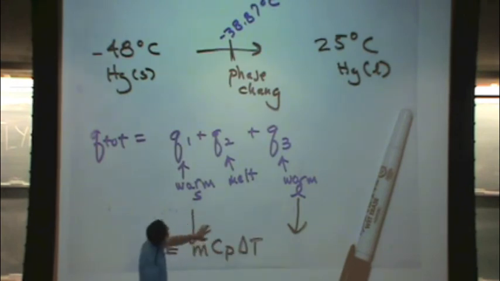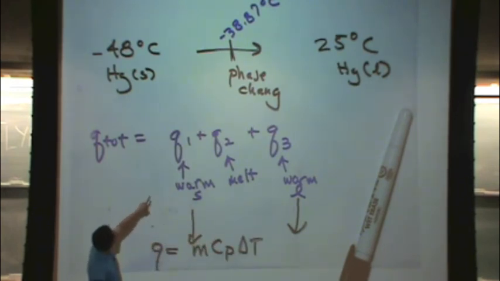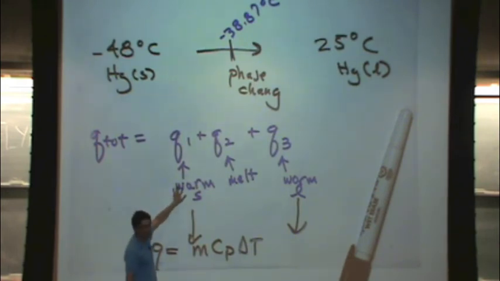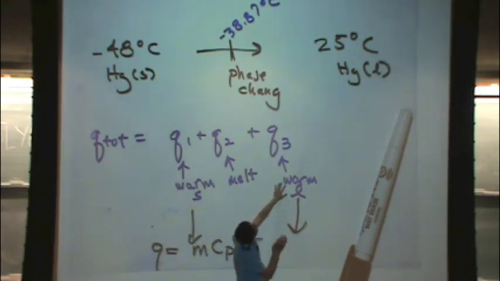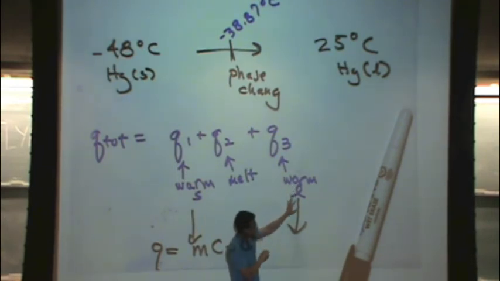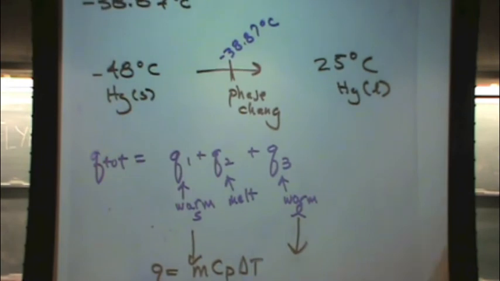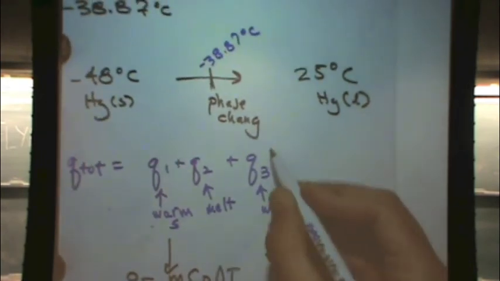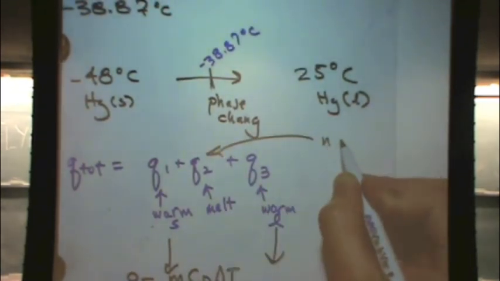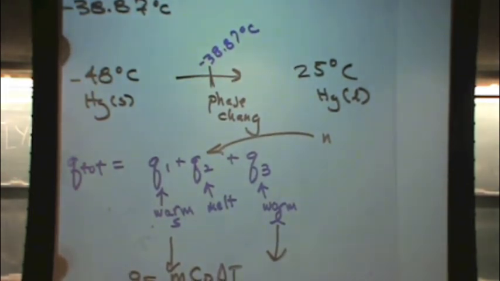And then delta T for number 1 would be final minus initial, or negative 38.87 minus negative 48. For this one, you're going from negative 38.87 to 25, where 25 is the final. Is that okay? So you're going to use this formula for 1 and 3. For number 2, it's going to be a little bit different. Let me use a different color pen for that one. I'll do it over here.